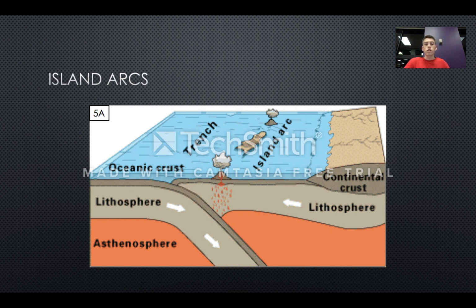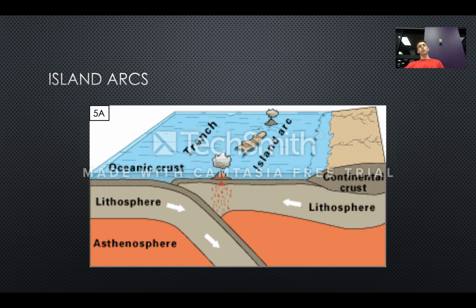Two examples of these arcs are the Andes in South America, which is a continental arc, and the Marianas Islands in the Pacific, which is an island arc. Island arcs are created when an older, more dense oceanic plate is subducted under another oceanic plate, but it's younger and less dense.